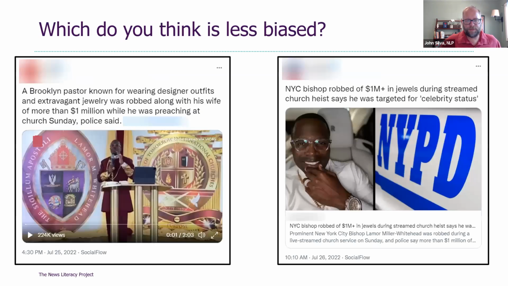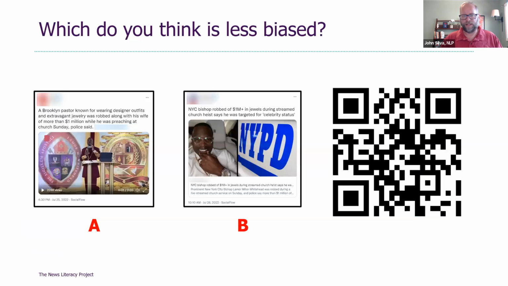So I'm going to use this example. This is two news stories from two news sources. I want you to take a look at these two examples, and think about which one, not how or in what way, but which one do you think is less biased? We have this set up as a Mentimeter, but we don't necessarily have to use this since there's only a few of us. In the chat, if you could just put in either A or B, which one do you think is less biased?